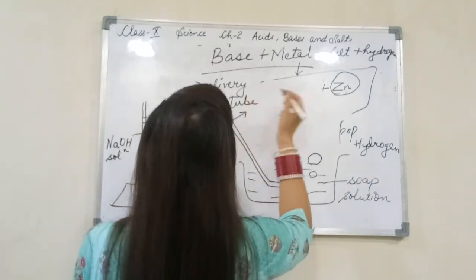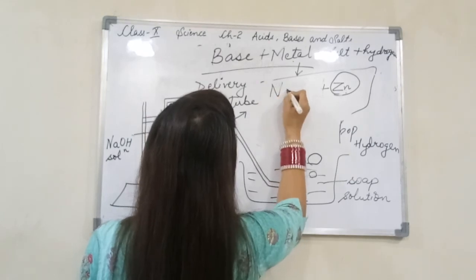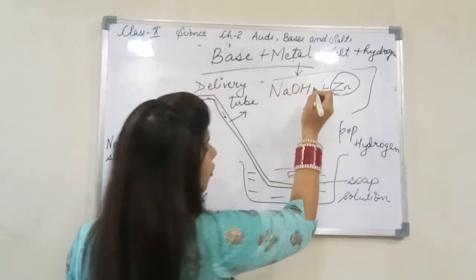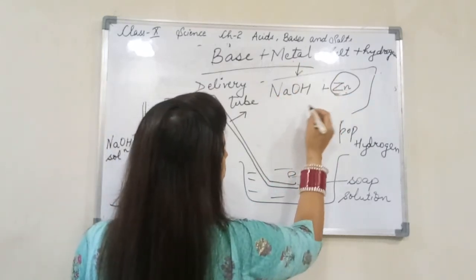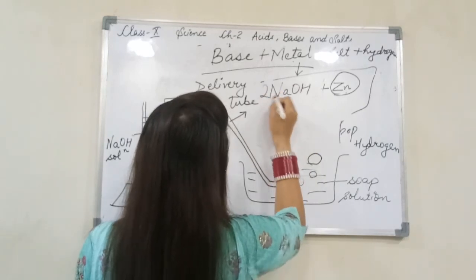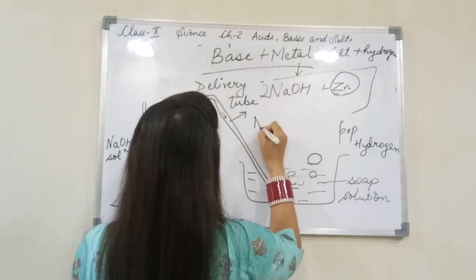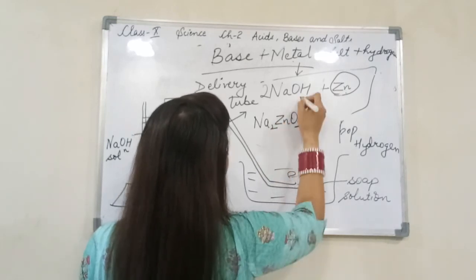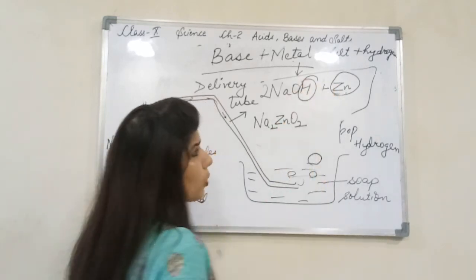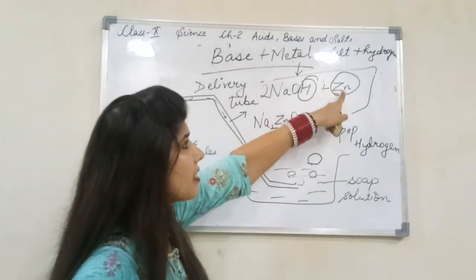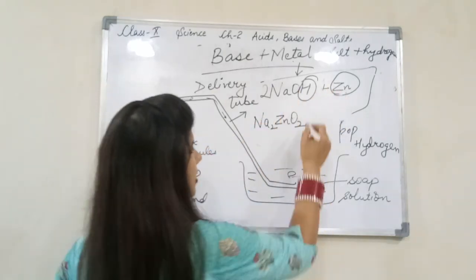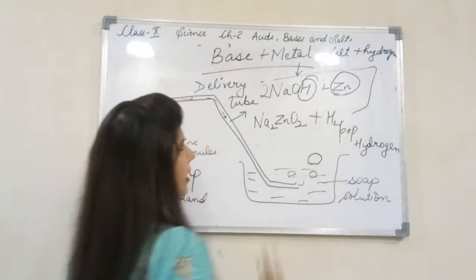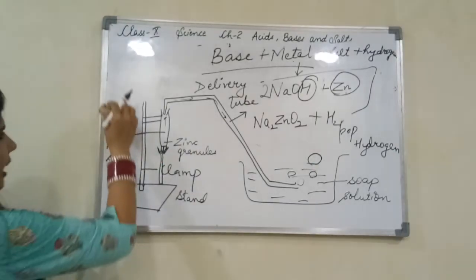Just wait. I'll write the reaction over here. Base I have taken NaOH, along with which metal I have taken zinc. So when they react over here, what is formed? For balancing, I put 2 over here. Na2ZnO2. Again this H is replaced. आपको मैंने बोला था पिछले केस में भी, metals have a tendency to displace this H, और साथ में क्या बन जाएगी? हाइड्रोजन गैस. Okay, so we are done with this.